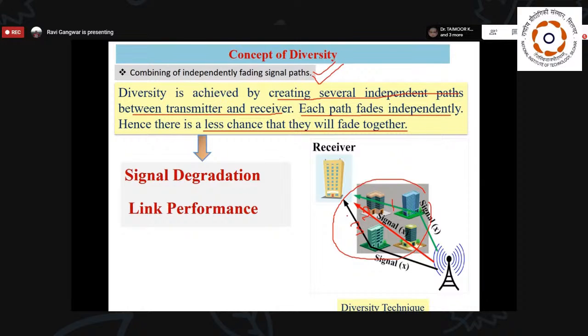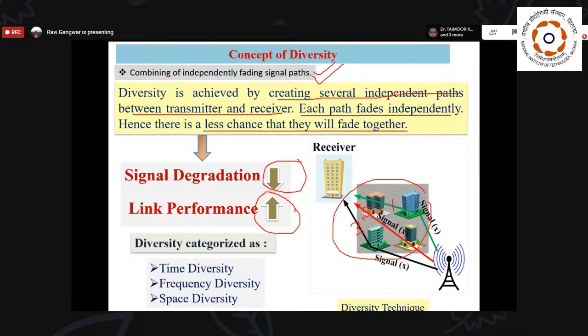When we apply this concept of diversity, the signal degradation decreases, and due to that our link performance increases. So we are able to enhance our system performance by applying the concept of diversity, and this concept of diversity is totally based on multipath propagation. We categorize diversity into three different parts.